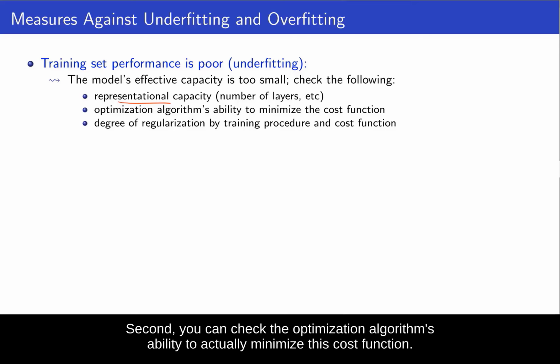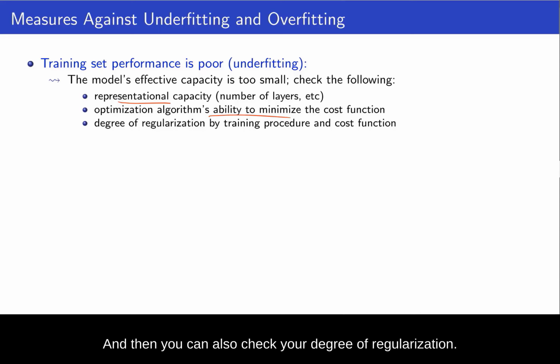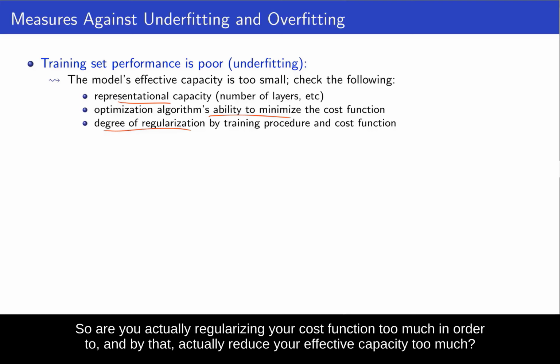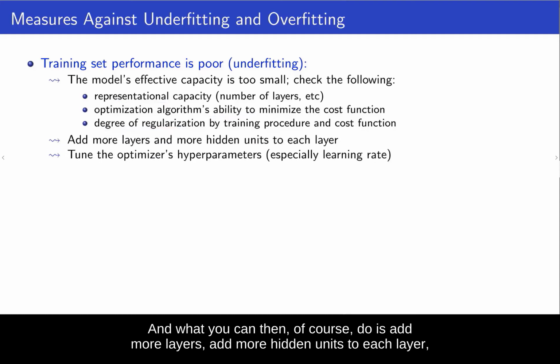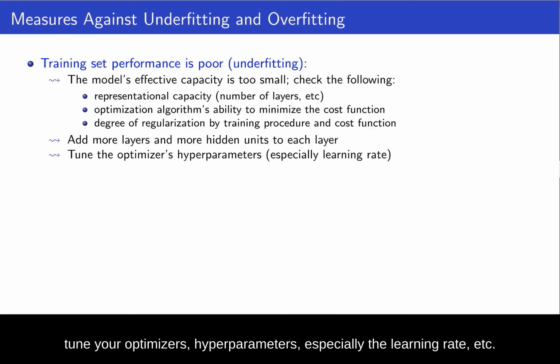Second, you can check the optimization algorithm's ability to actually minimize this cost function. And then you can also check your degree of regularization. So are you actually regularizing your cost function too much and by that actually reducing your effective capacity too much? And what you can then, of course, do is add more layers, add more hidden units to each layer, tune your optimizer's hyperparameters, especially the learning rate, etc.